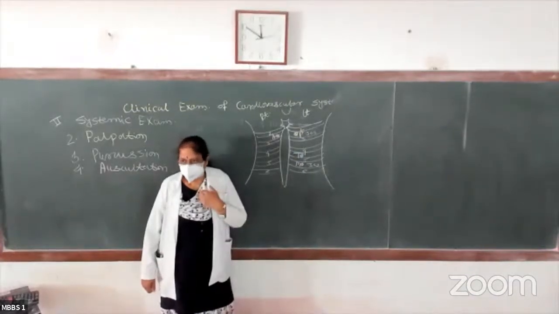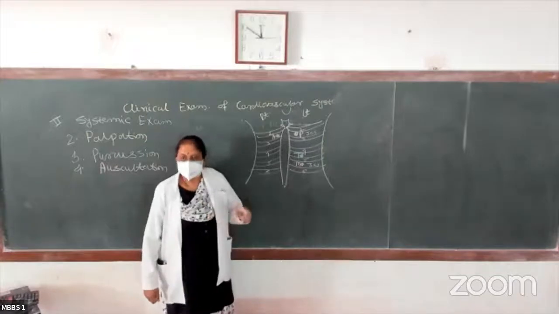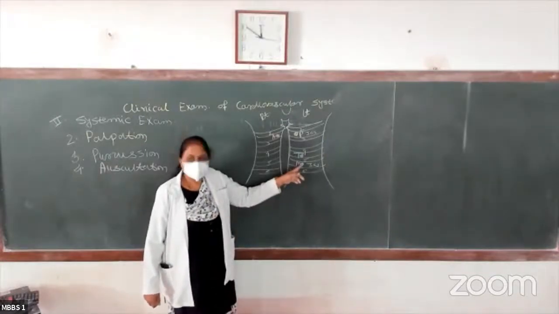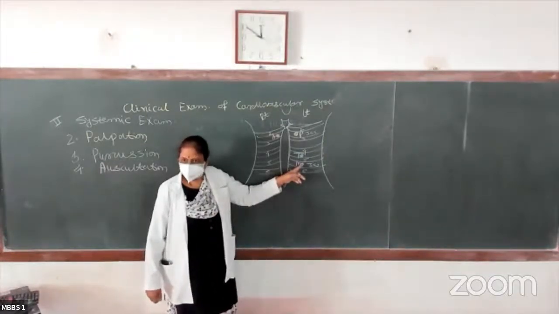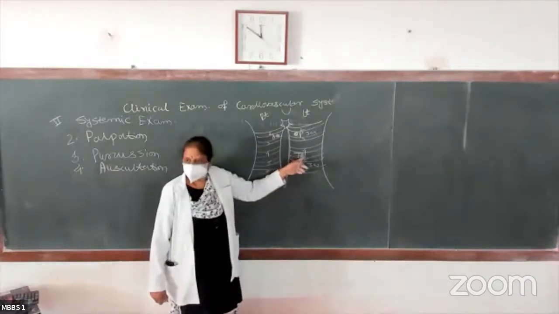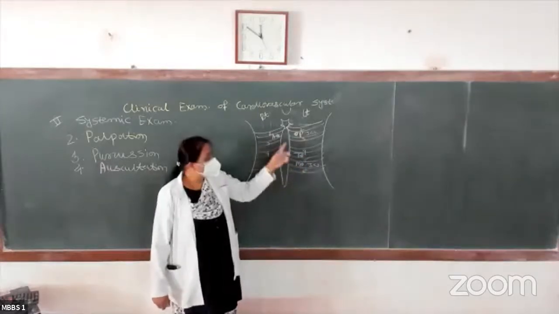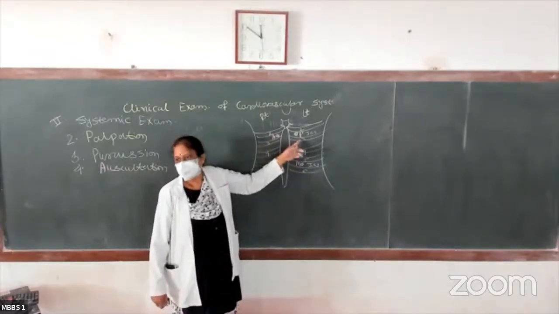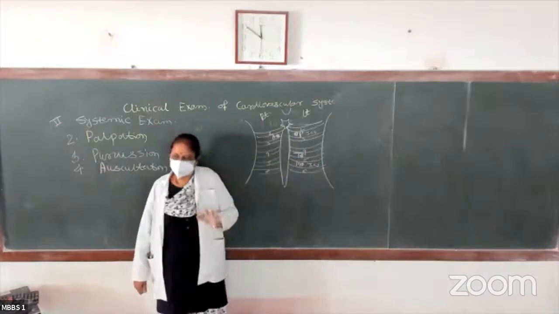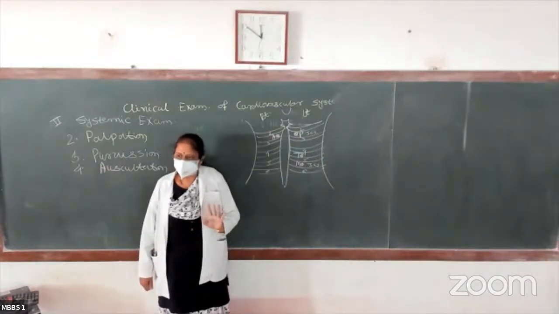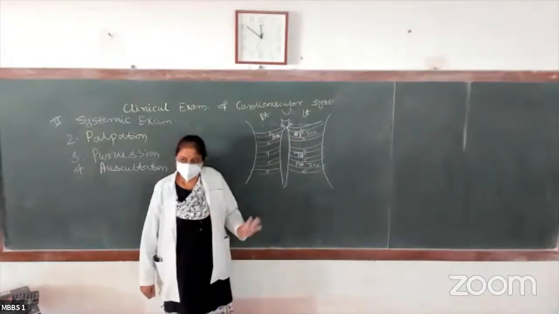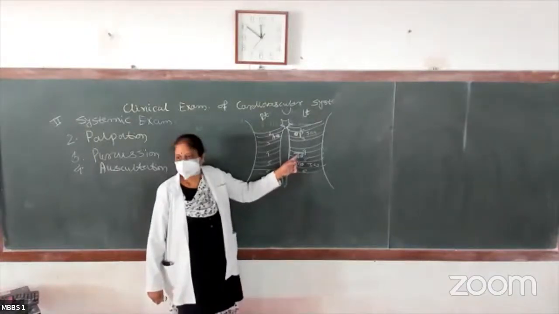So palpate the ribs, palpate the spaces, and then put the stethoscope in the fifth intercostal space. That is the mitral area. Then in the fourth intercostal space. Again, also you put your stethoscope in the aortic area and the pulmonary. Because at the four places you can hear the first heart sound, but it is best heard in the mitral and tricuspid.